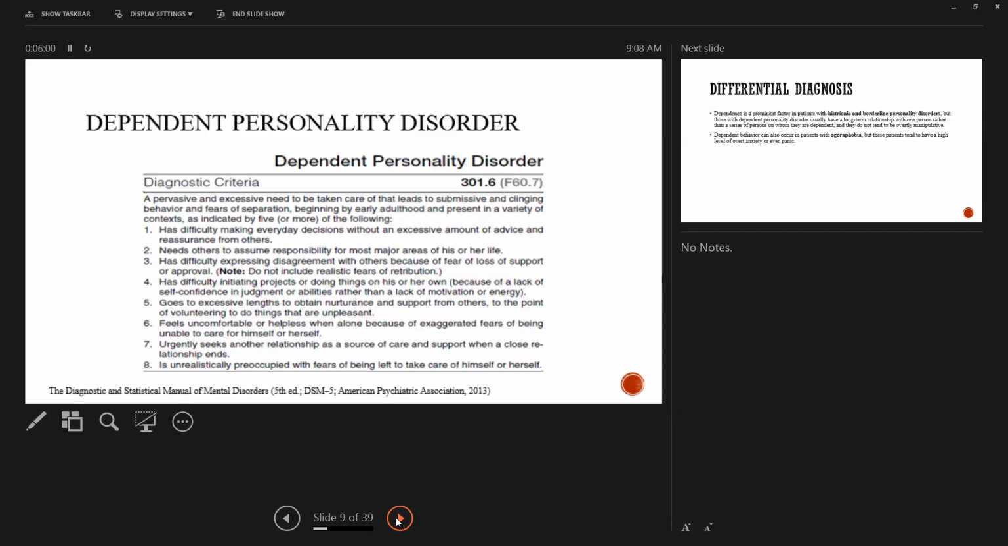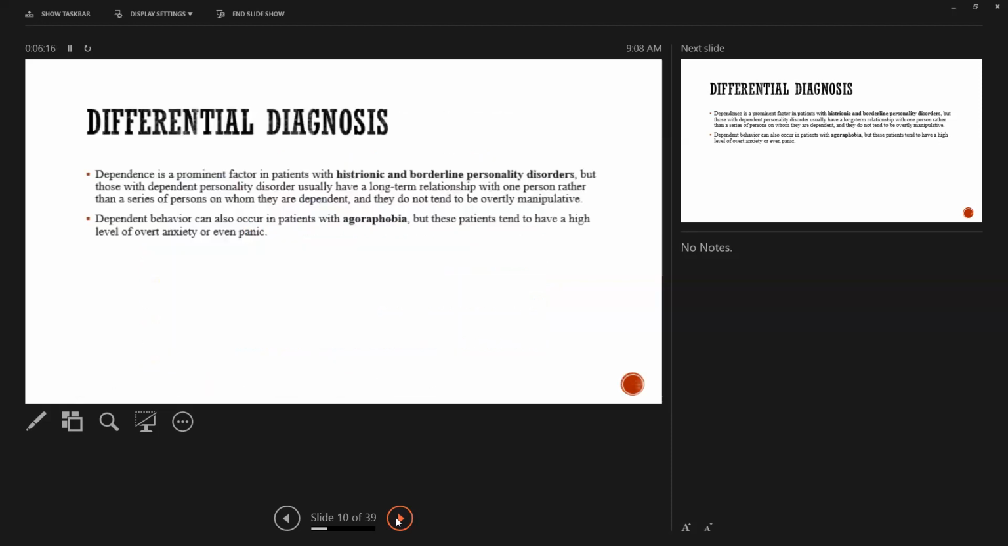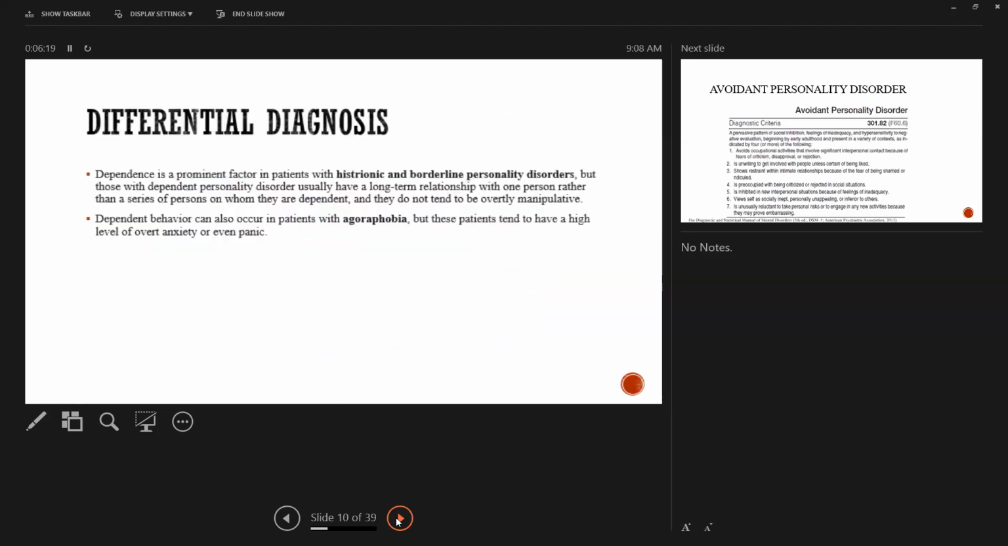And he will also feel helpless when he is alone because he will feel as if he or she is not able to take care of himself or herself. And he will also urgently seek another relationship when a close relationship ends, and is unrealistically preoccupied with fears of being left to take care of himself or herself. If any five or more of these are present, we can diagnose the patient with dependent personality disorder. Now, dependence will also be a prominent factor in patients with histrionic and borderline personality disorder.